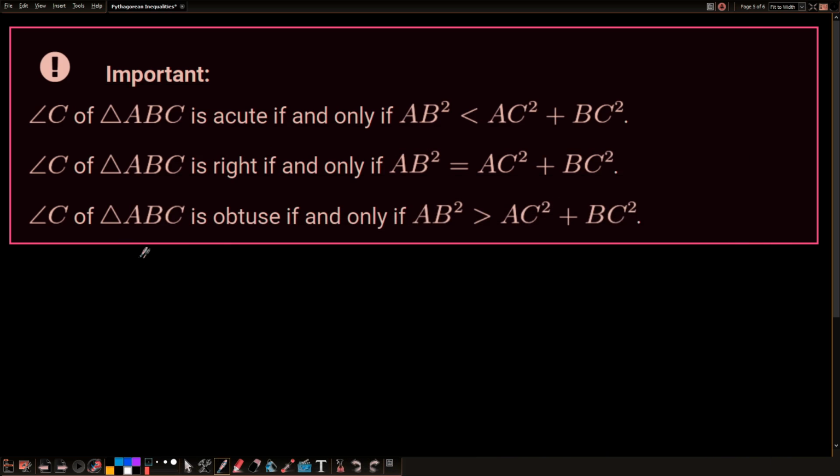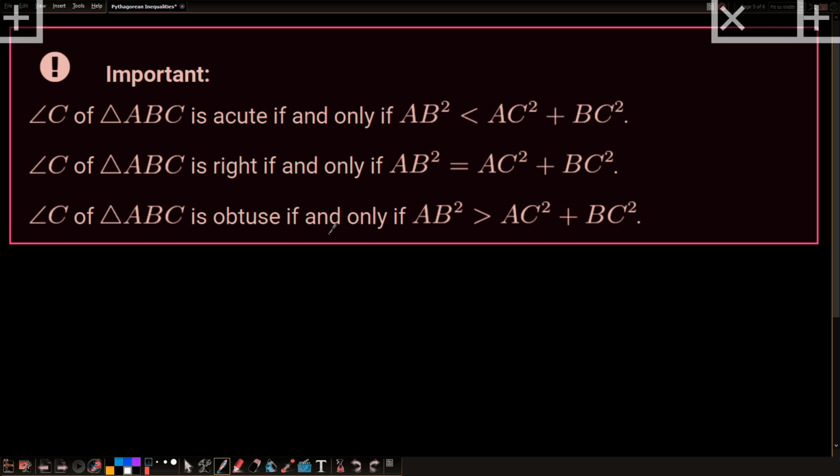Hello everyone. So, all of our previous work has developed these three important theorems for us. That an angle is acute if and only if the side opposite to it squared is less than the other two sides squared. The angle C is right if and only if the hypotenuse squared is equal to the two legs squared. And the angle C of ABC is obtuse if and only if the side opposite to C squared is greater than the other two legs squared.